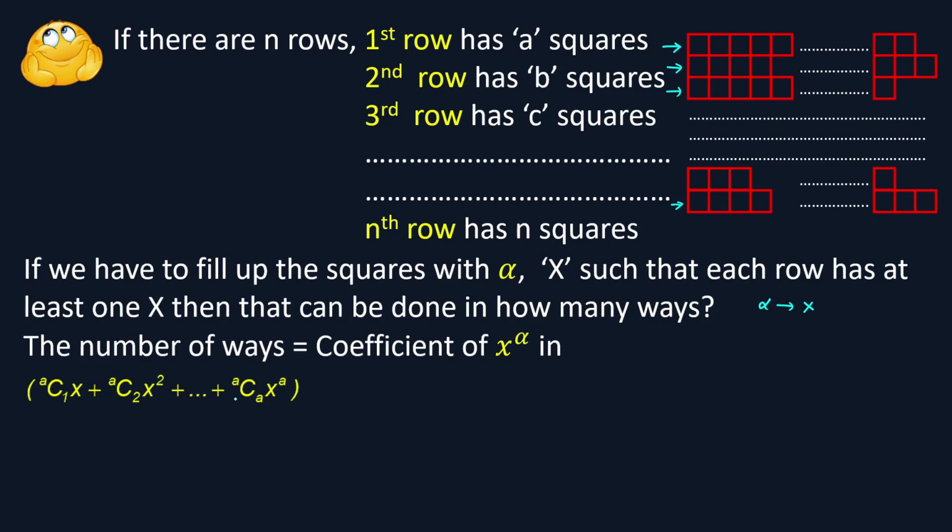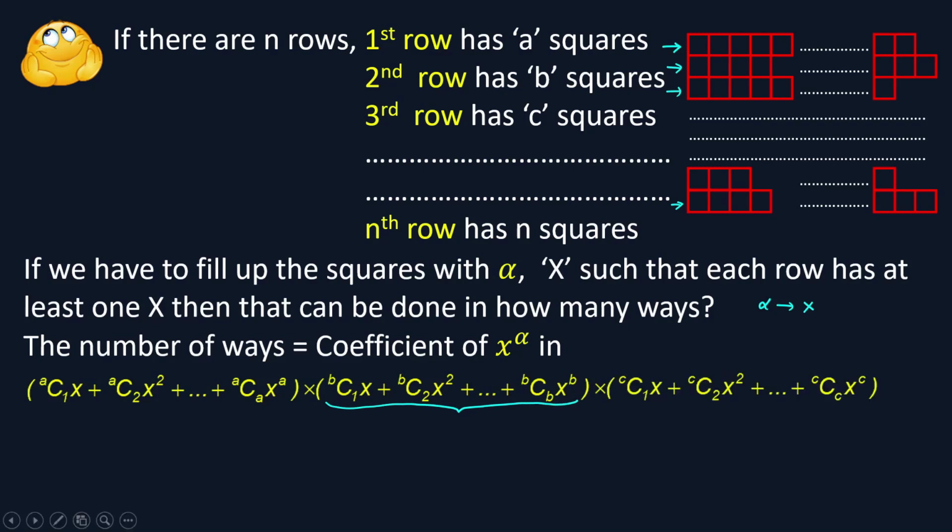And this thing goes on. Maximum we can choose a squares because a squares are available in the first row. So it will be aCa x to the power a. Same thing with the second row. We have b squares. So we can choose either one square or two squares or three squares. Maximum we can choose b squares. So that's exactly the polynomial I have written over here. I think it is clear to you.